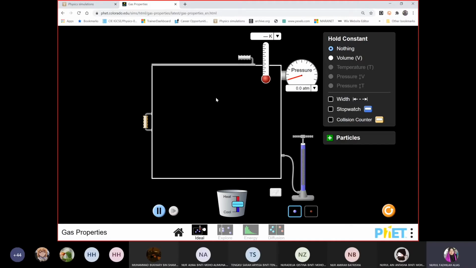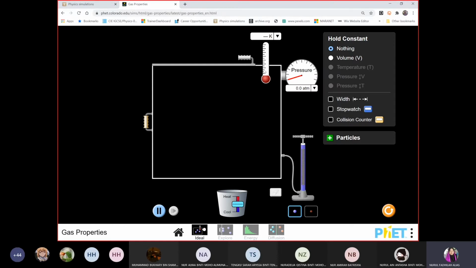Simulation. Now we want to look at the relationship between volume and temperature. So where's the volume? Okay, volume. This one, you see, I can increase or decrease the volume. And temperature, we can provide heat or remove the heat, to see how it responds.